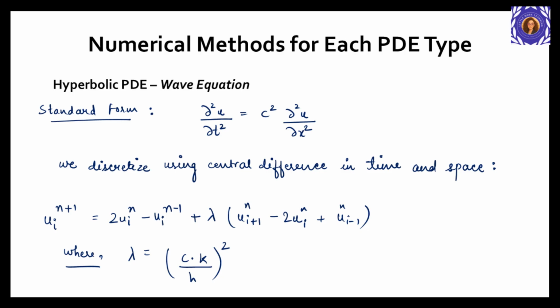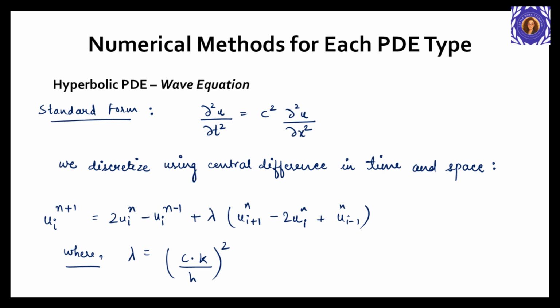Next up, the hyperbolic equations, typically modeling wave motion or vibrations. A standard example is the wave equation. This equation describes how waves travel over time, whether it's sound waves, water waves, or vibrations in a string. Here, notice that both time and space have second-order derivatives. That symmetry means we need to calculate future values based on both current and past values, which is quite different from parabolic problems. The most common numerical approach for this is the finite difference method, where we use central differences in both time and space.